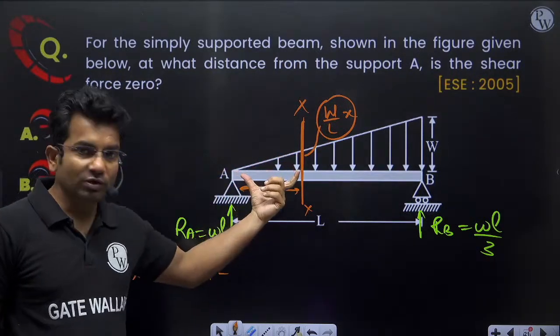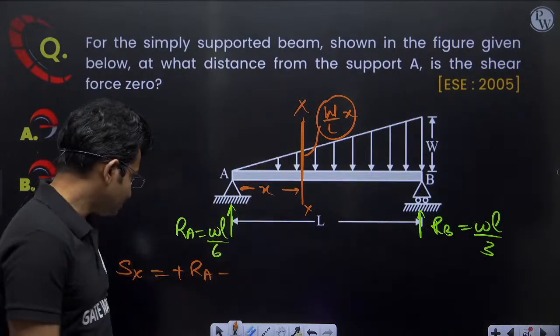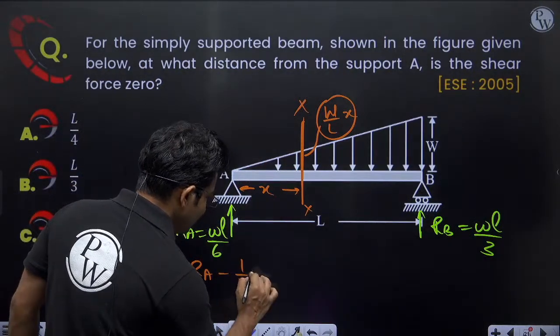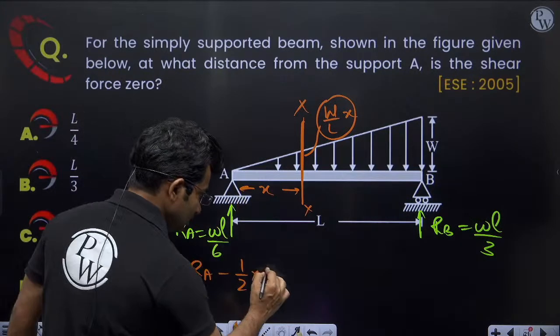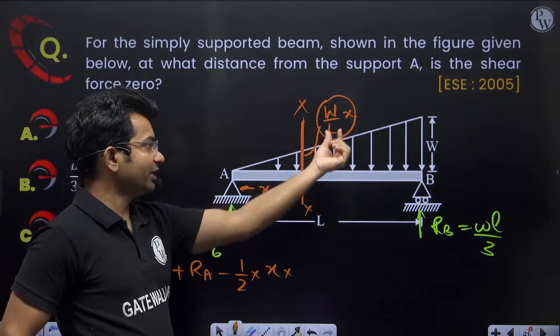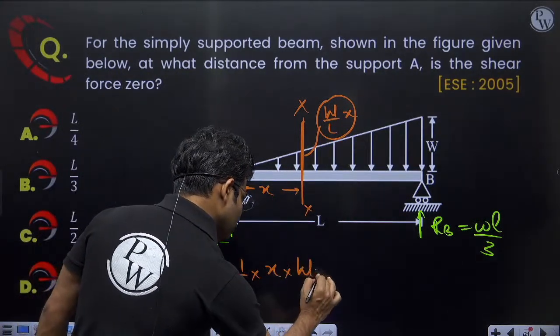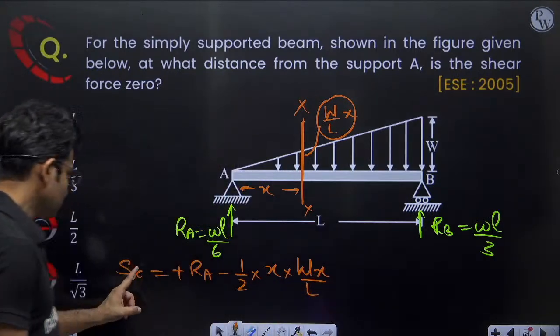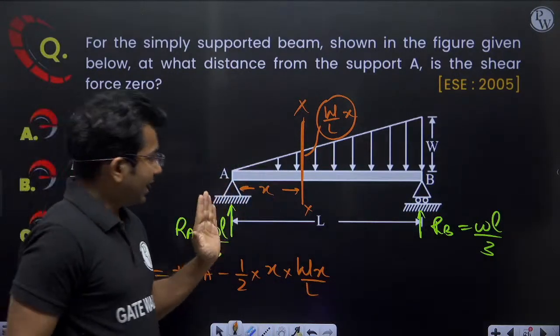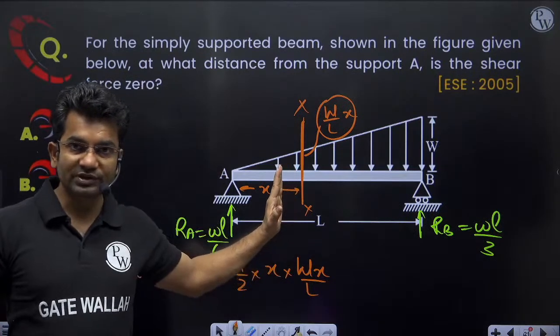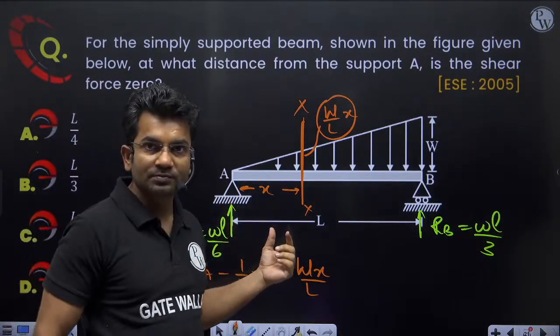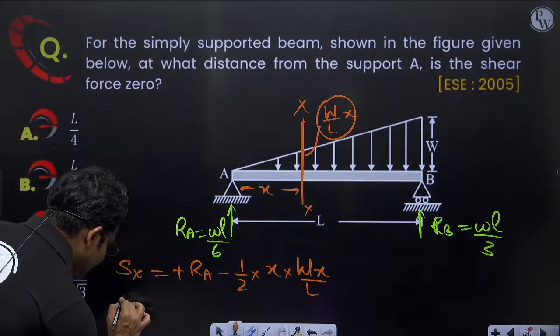Now this total load will be half base into height. So it will be half into base. Base is how much? X. Height is how much? Wx by L. Okay, so shear force at x. Now at what distance x will the shear force be 0? So I have to put shear force at x equal to 0.